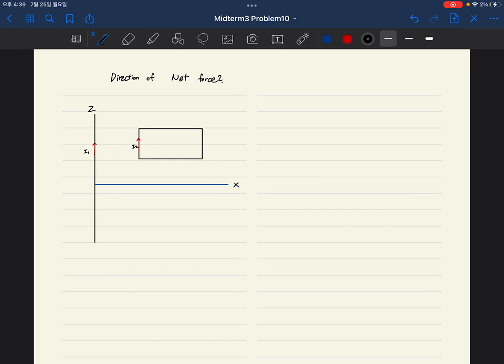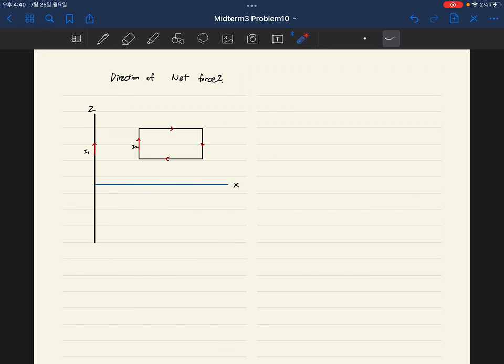So the question says that there is an infinite line of current I1 here on the z-axis, and there is a rectangular loop of current I2 here in the xz plane flowing in the clockwise direction as shown. So the current is going in the clockwise direction like this. And we need to find the net force on the rectangular current loop in this question.